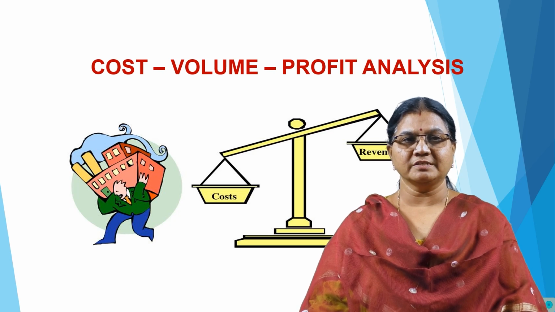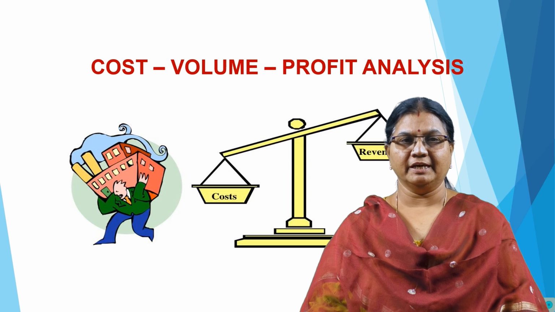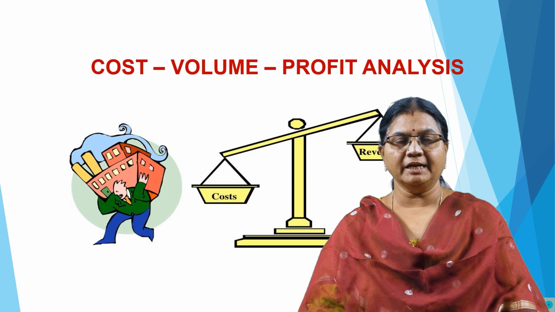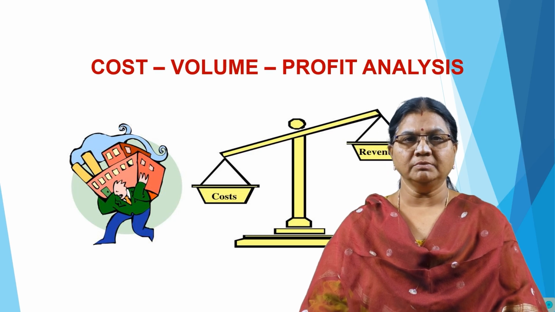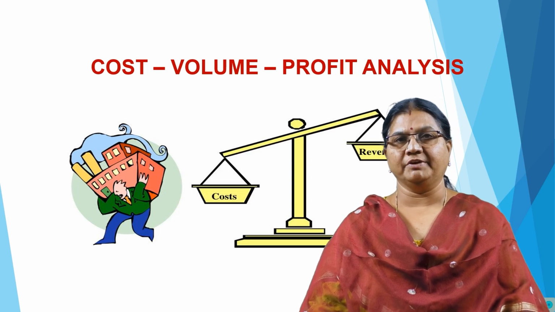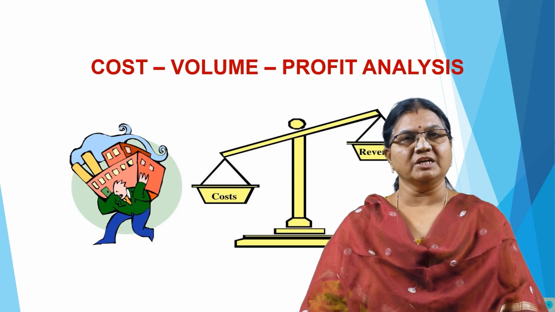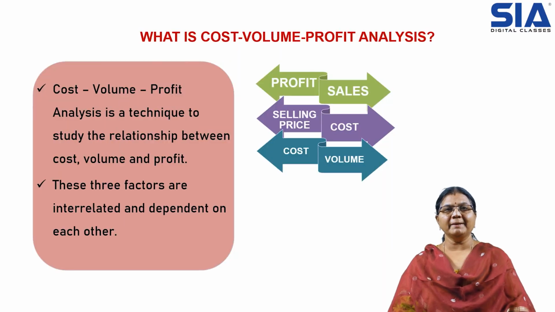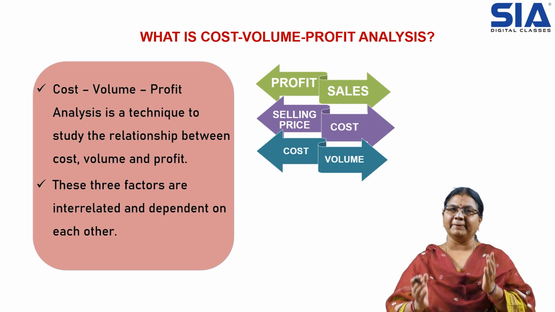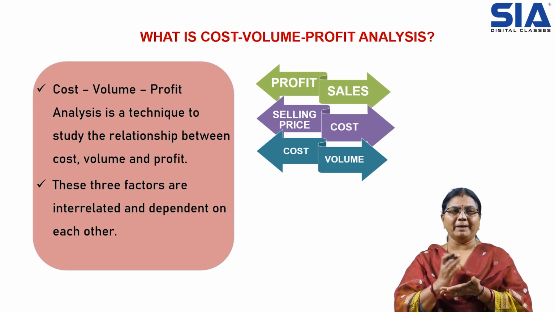Today we are going to discuss cost volume profit analysis. What is cost volume profit analysis? These are the three factors or elements which are very much related to the sales volume, that is production, and also profit. These three elements are related to each other and also at the same time interdependent. That is cost, volume and profit.